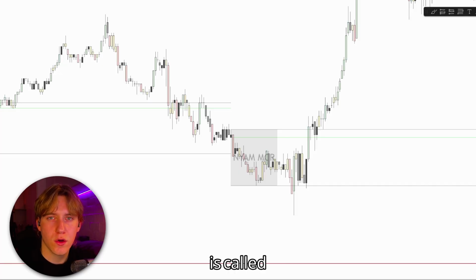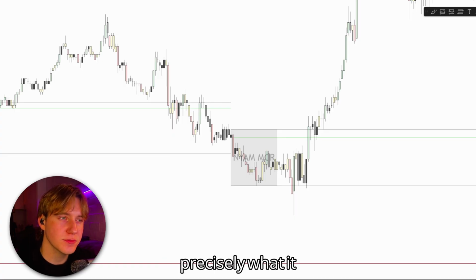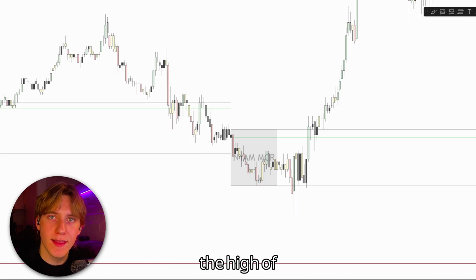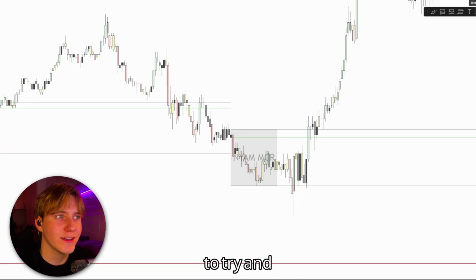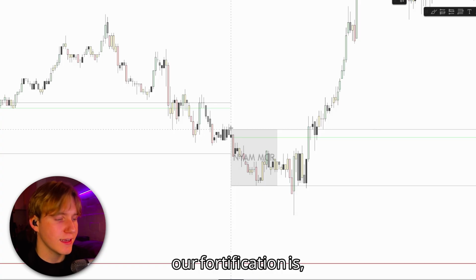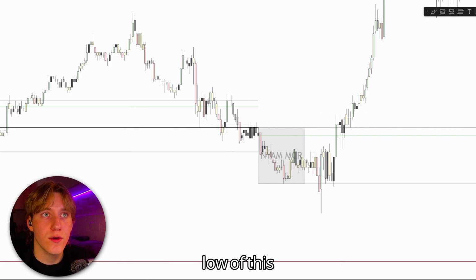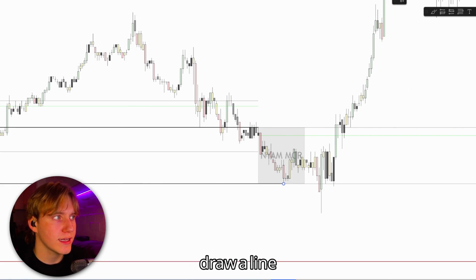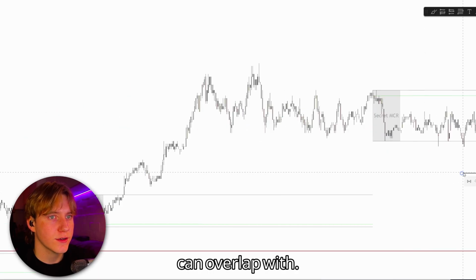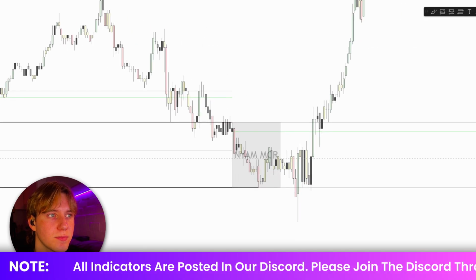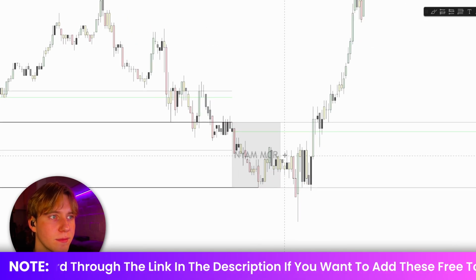The next confluence is called an MCR Fortification. It is precisely what it sounds like. Imagine a wick fortifying the low and the high of your MCR range. That just means it is the wick that is supporting price. So if we have a simple way to try and identify where our fortification is, let's take the start of this MCR range and just draw a line back. Take the low of this MCR range and just draw a line back until we get to price that we can overlap with. Okay. What is the wick that is supporting the top of this New York AM MCR?